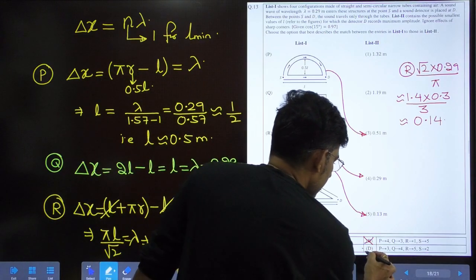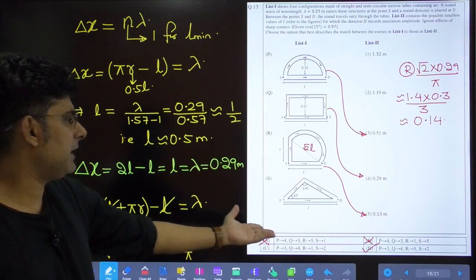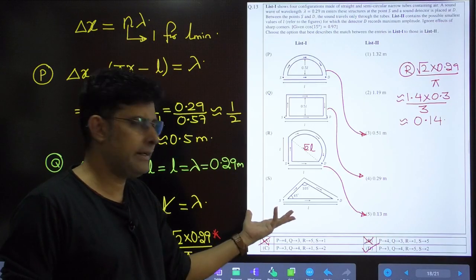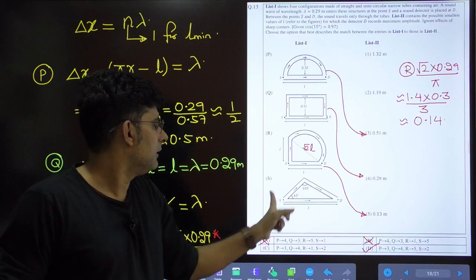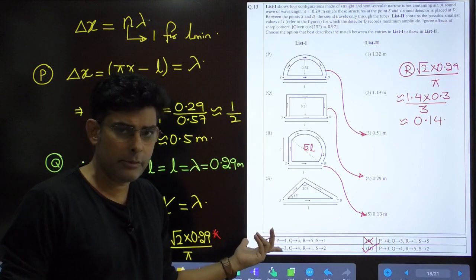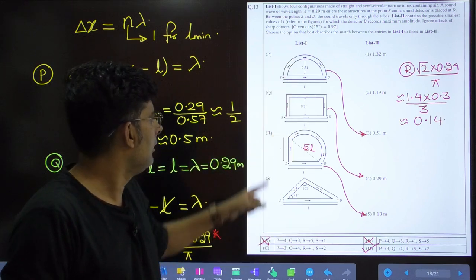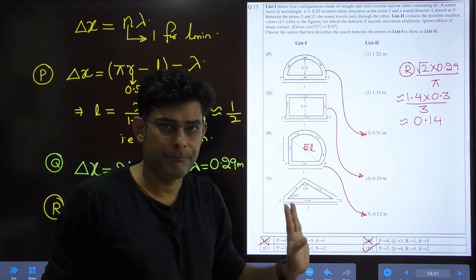So which one is the correct option? So you need not check S. We can do that, we can find S also, no problem. We can find this length minus this length, again equate and solve. But we directly got our answer from P, Q and R. Clear?